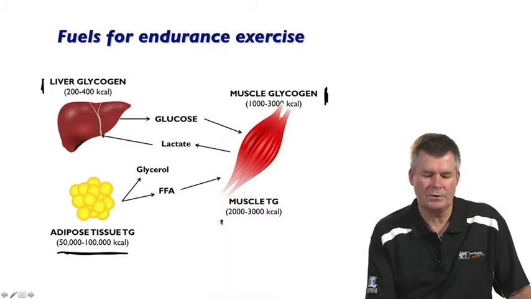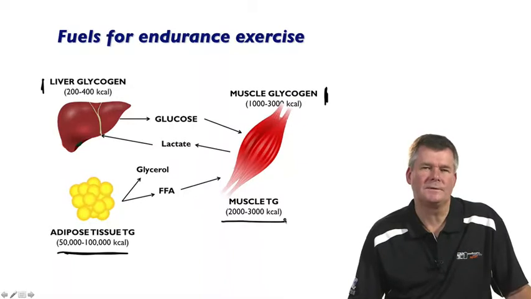There's also a store of triglyceride in the muscle. And again, the concentration is less, but because relatively more energy is stored per gram of fat than gram of carbohydrate, there's a significant amount of energy stored in the muscle triglyceride. And in the final lecture on fuels, we'll look at fat metabolism during exercise.